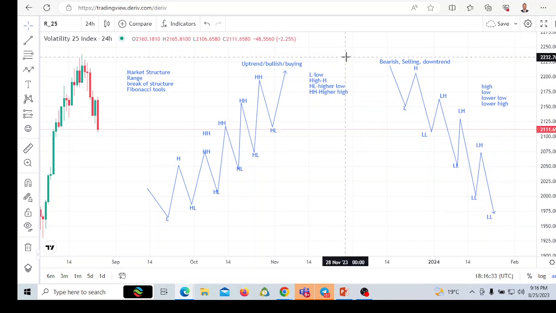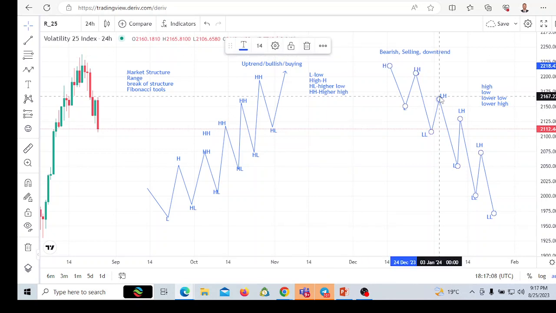So what this means is price began with, oh, sorry about this, this is an error. Price began with a high, right? Then it gave us a low. Then it gave us a lower high. This low is lower than this high. Then it gave us a lower low, meaning this low is lower than the previous low. Then it gave us a lower high, meaning this high is lower than the previous high. Lower high, lower low, lower high, lower low.